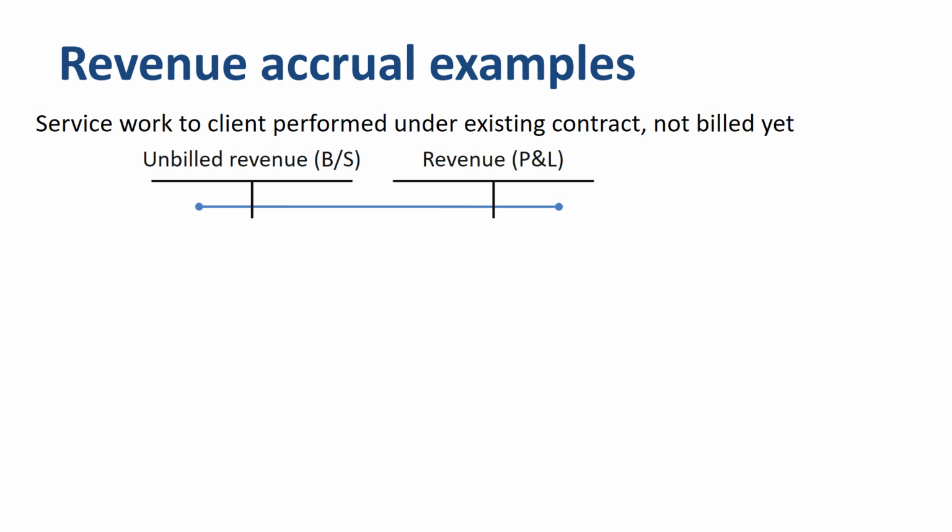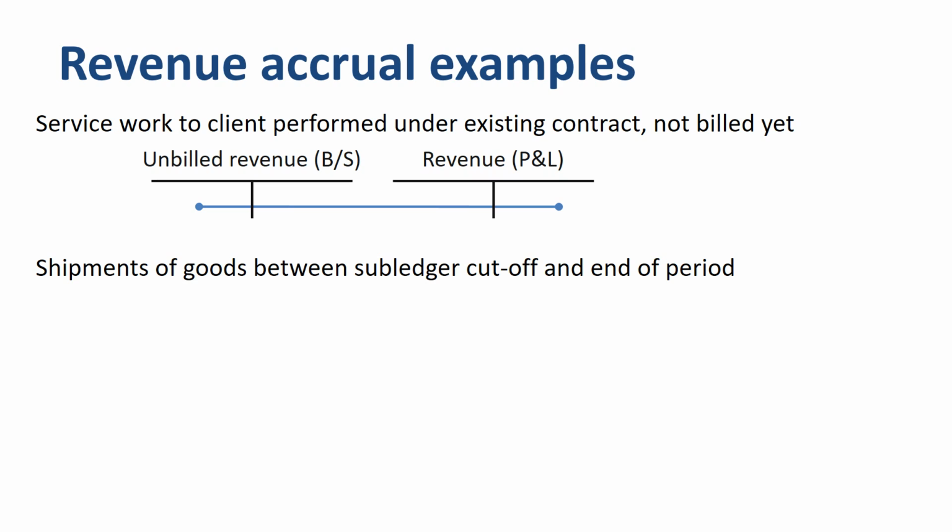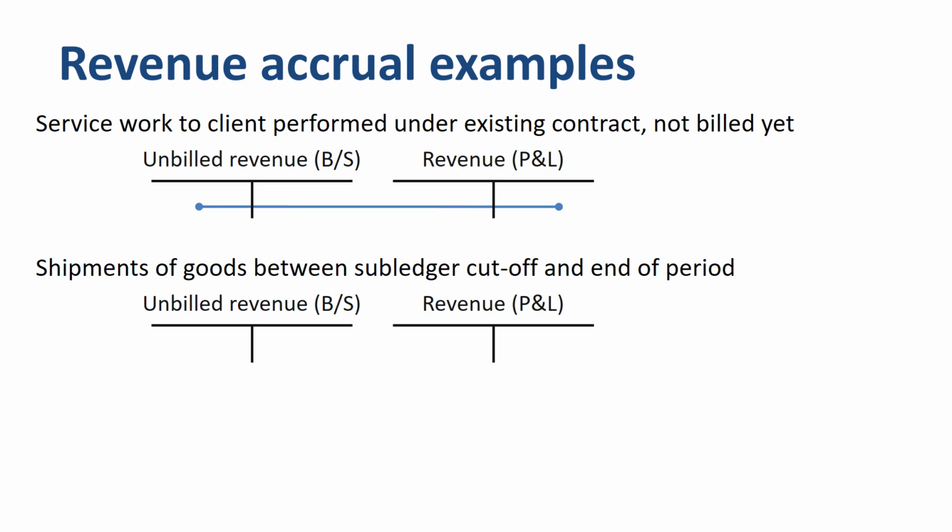If you ship goods at the very end of the period, after the subledger has fed its data to the general ledger, but before the period is over, you could record these shipments by debiting the unbilled revenue asset account on the balance sheet and crediting revenue in the income statement or profit and loss statement. Once again, this only applies when revenue recognition criteria are met.